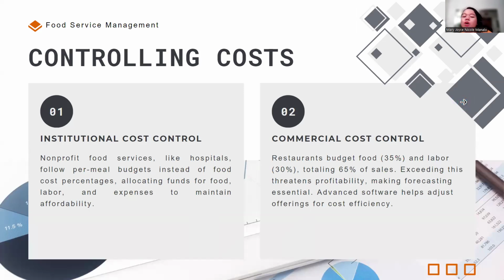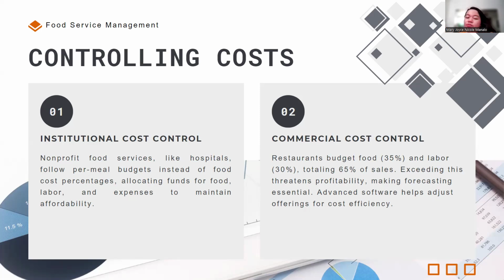So efficient cost control is crucial in food service preparation. Both commercial and institutional sectors manage costs differently, but share the need for effective budgeting. If food and labor costs exceed manageable levels, the menu may not be sustainable. Nonprofit food services such as hospitals operate on budgeted allowances per meal, bed, or person rather than using food cost percentage like commercial businesses.